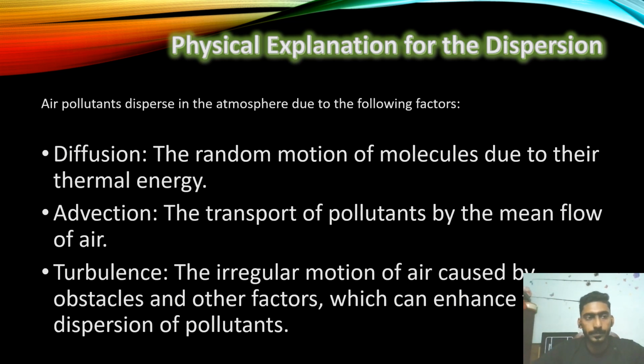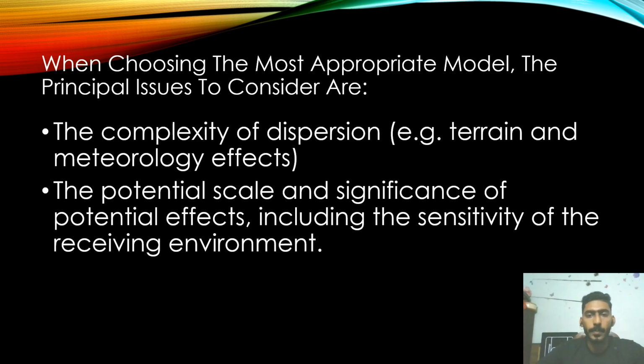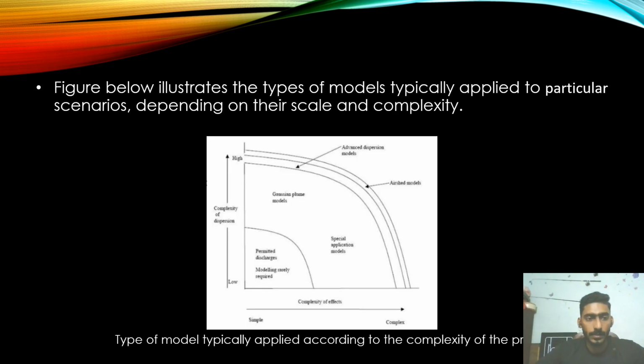of pollutants. When choosing the most appropriate model, the principal issues to consider are the complexity of dispersion, for example, terrain and meteorology effects. Next is the potential scale and significance of potential effects, including the sensitivity of the receiving environment. As we see, the figure below illustrates the types of models typically applied to particular scenarios depending on their scale and complexity. This is the figure for the type of model typically applied according to the complexity of the problem.